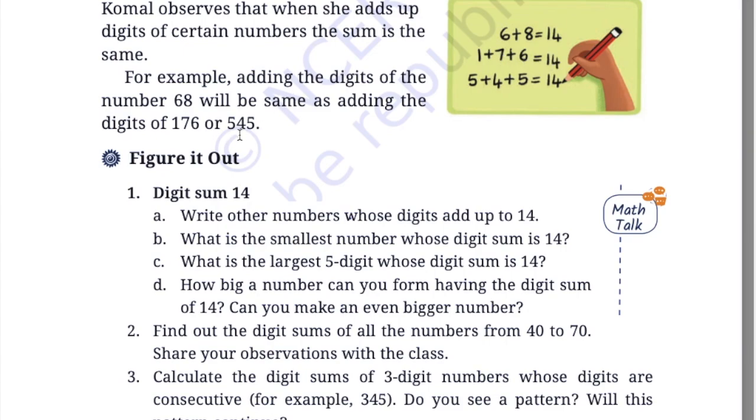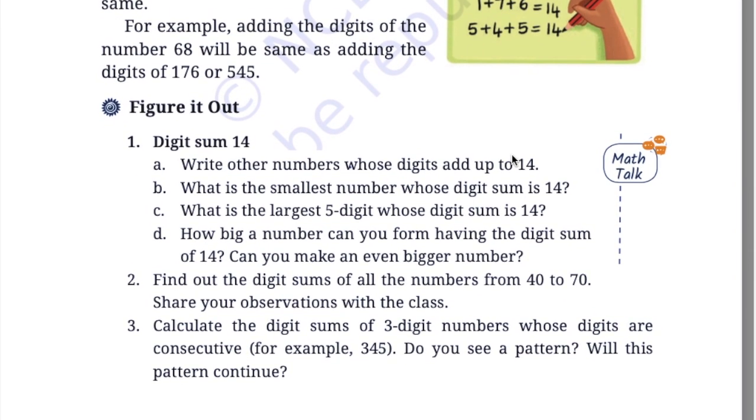The third number she has is 545. When she adds these digits, ones place digit 5, tens place digit 4, hundreds place digit 5. So 5 plus 4, 9, 9 plus 5 is 14. For all these numbers, when she added the digits, she got the same sum, which is 14. Now we will do some figure it outs for page number 60 of NCERT Ganita Prakash.